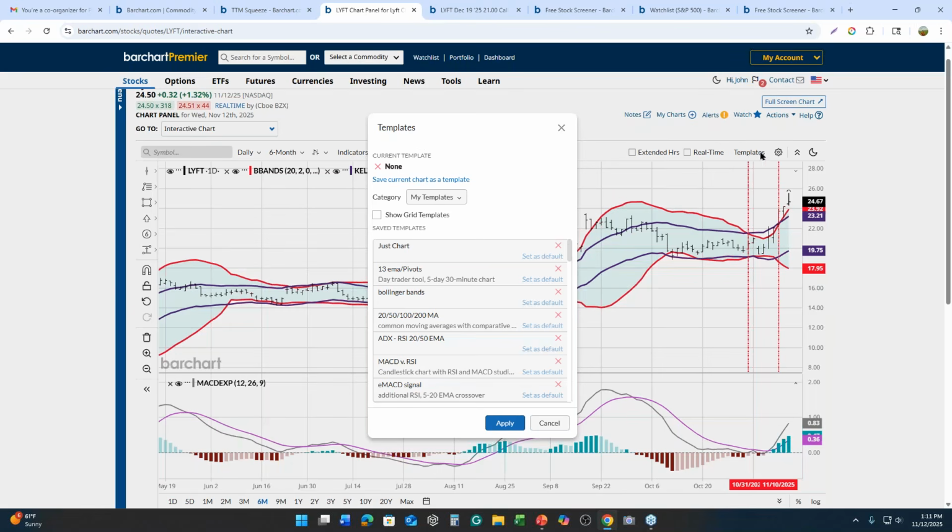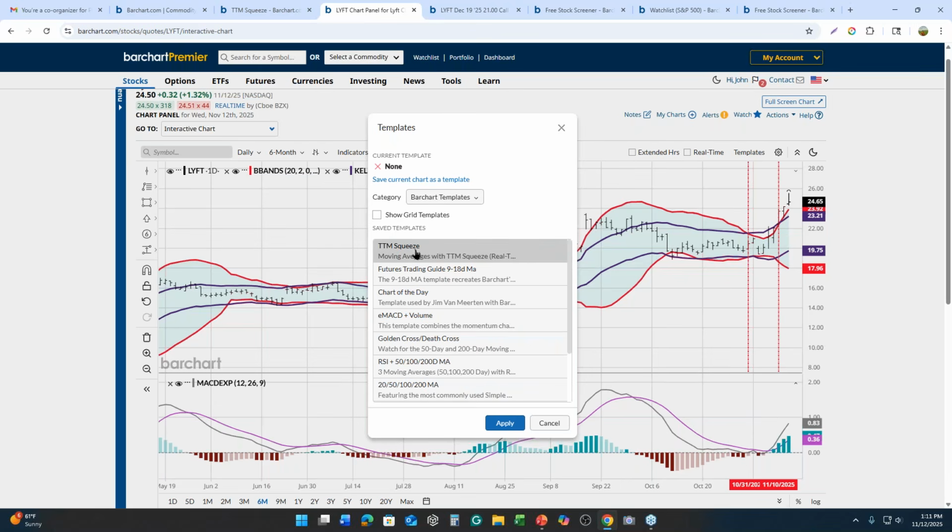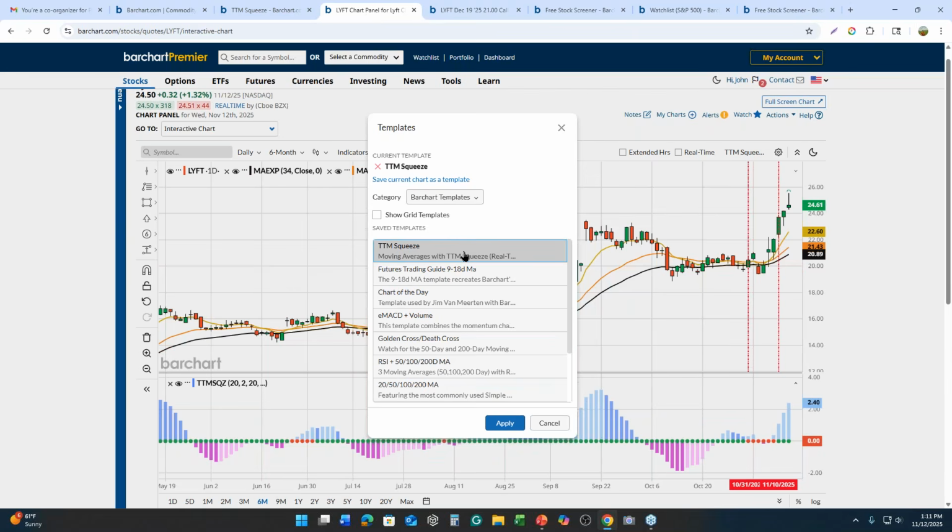So up here in the right-hand corner where it says templates, under where it says my templates, we're going to open that up and we're going to go to Barchart templates. This is where you're going to find some predetermined or preset templates that will help you in your trading. And there you see right at the top is the TTM squeeze. So let's turn that on and apply it. And bingo, what do we get?